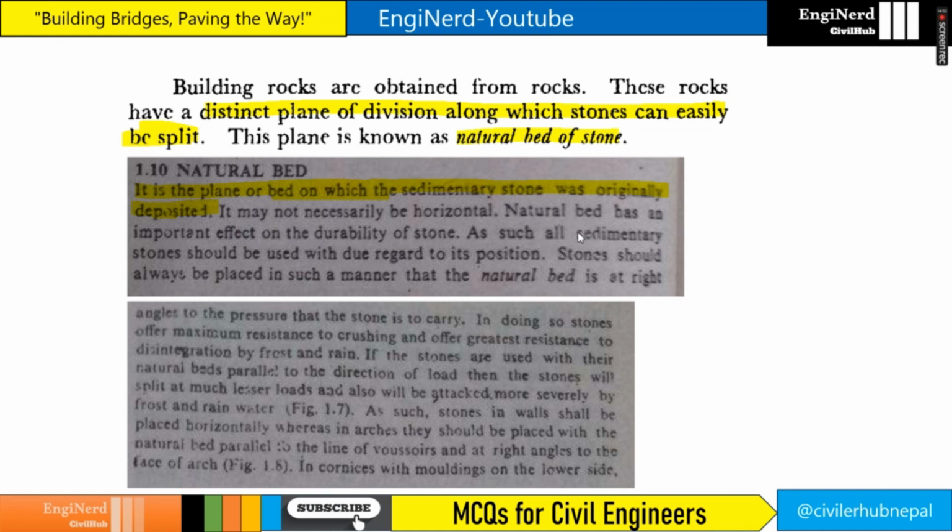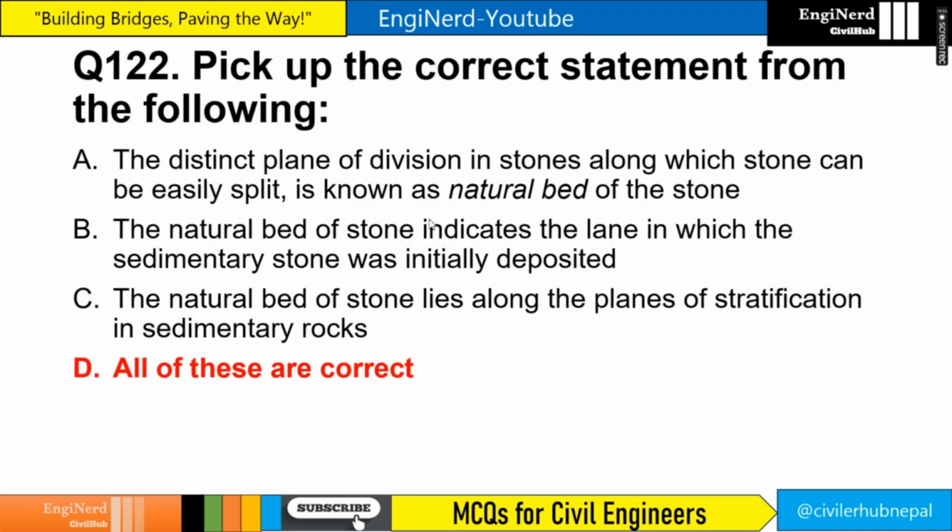So if you see here, the distinct plane of division is the natural bed, right? And in sedimentary rock, the bed is the way in which it was deposited. That is the bed, right? So everything is correct in that particular question. So all of them are correct.